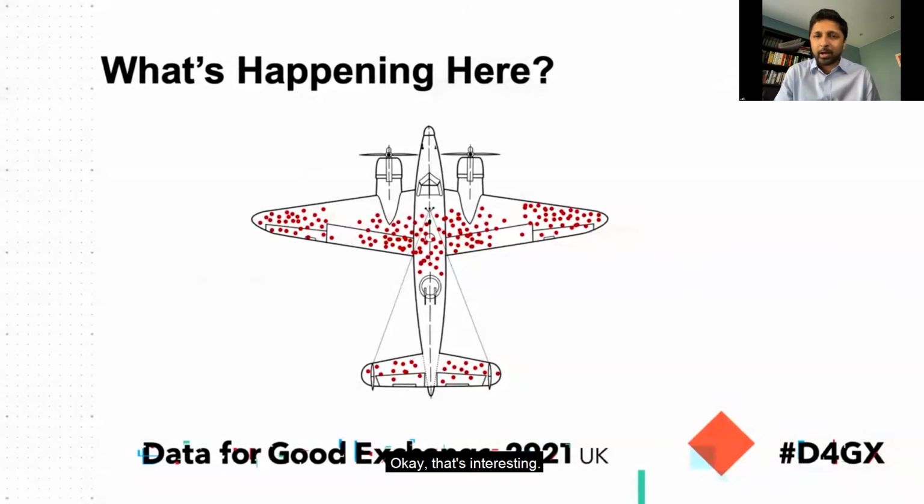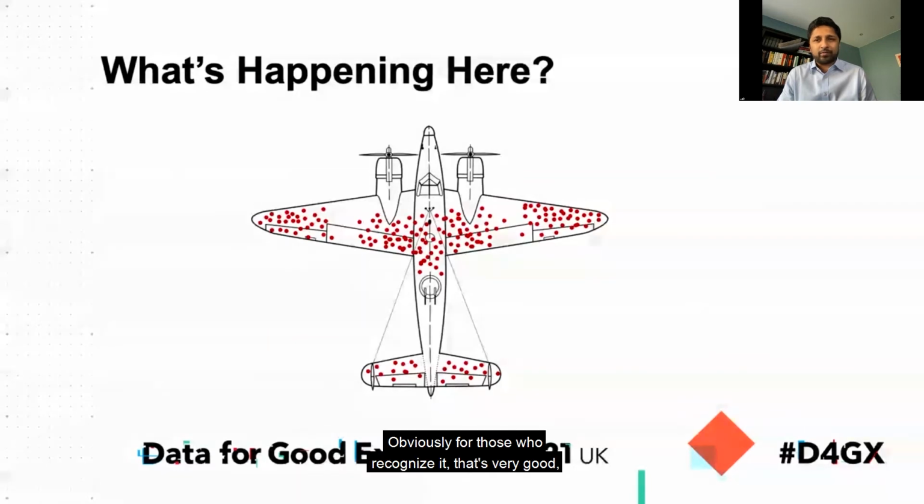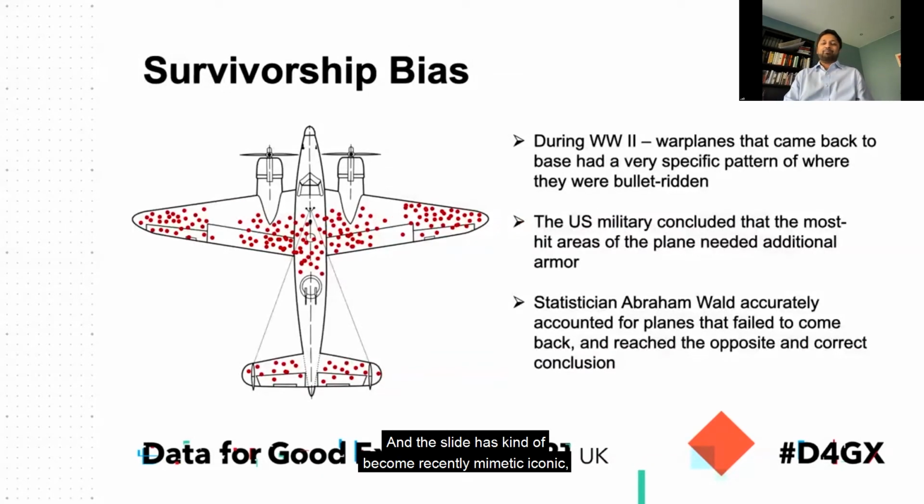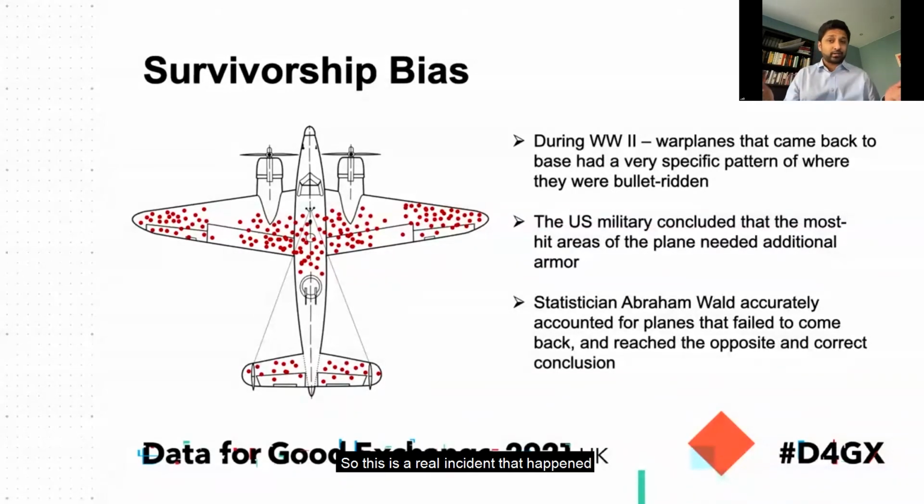Okay, that's interesting. There's about 62% no and 38% yes. Obviously, for those who recognize it, that's very good, but I'm going to assume most of you don't know what this is anyway. If you can go to the next slide, I want to elaborate on what this slide means. It has become recently memetic and iconic, used to demonstrate a very important concept called survivorship bias. This is a real incident that happened during World War II in the US. So here's what happened.